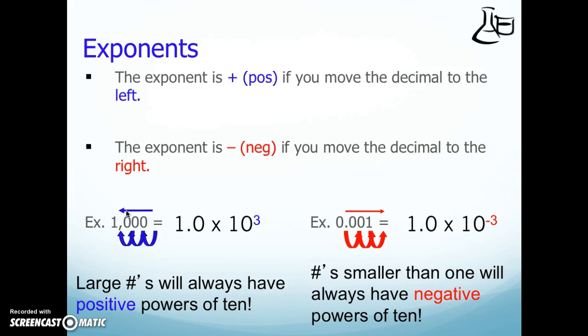So the number itself for the exponent is just how many places you move the decimal. A positive exponent is if you're moving the decimal to the left. A negative exponent is if you're moving the decimal to the right.